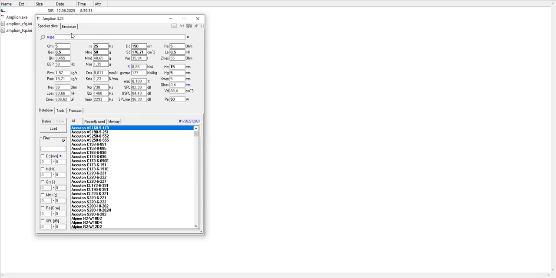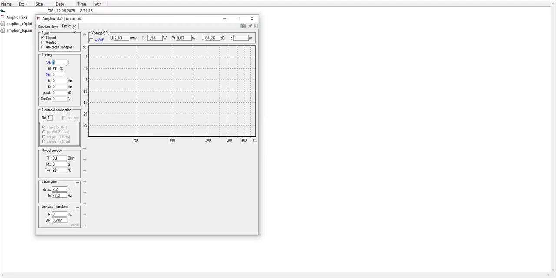You can simulate 3 enclosure types. In a closed, sealed box, you define the volume and amount of damping material. Clicking on QTC or double-clicking on the graph is a quick way to change alignment.